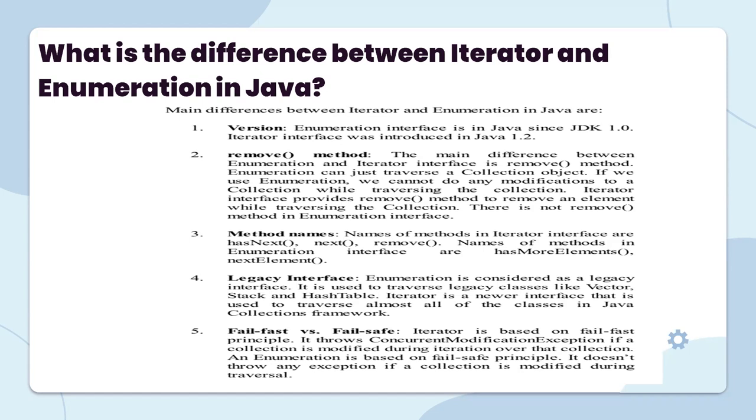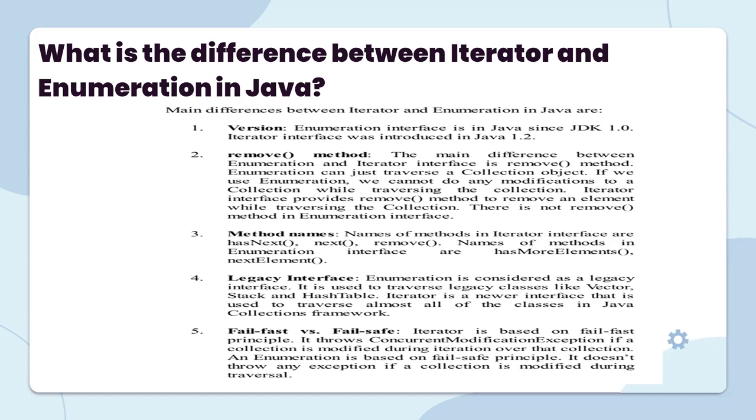Enumeration is considered a legacy interface. Why do we say legacy? Because it was introduced in version 1.0. That's why we say legacy interface. It is used to traverse legacy classes like Vector, Stack, and Hashtable.